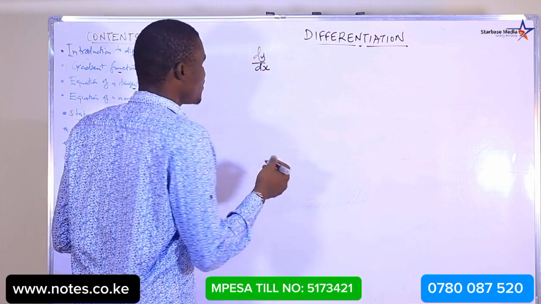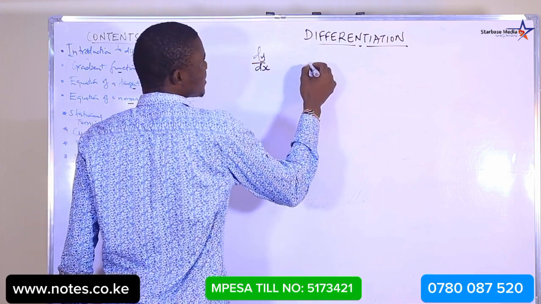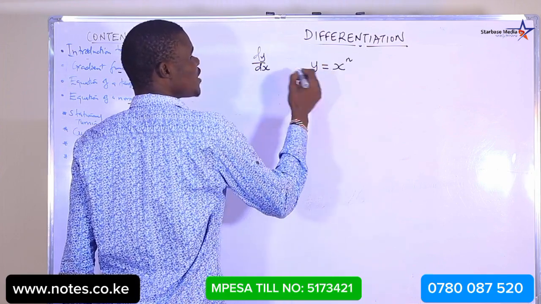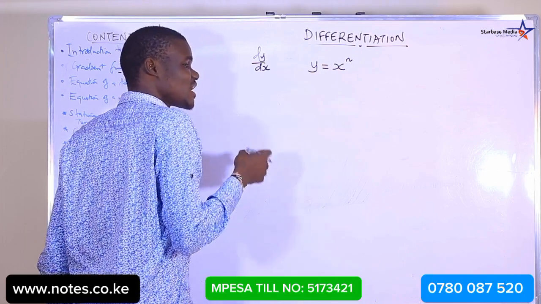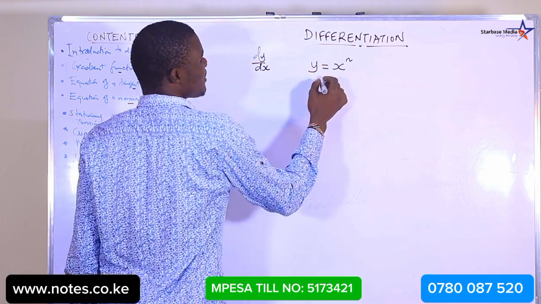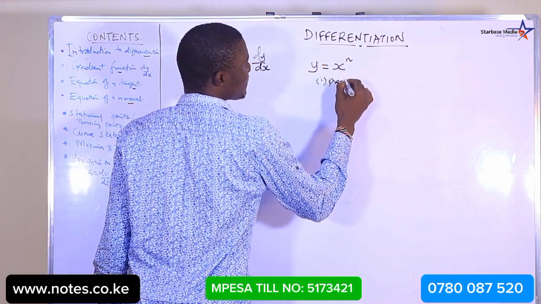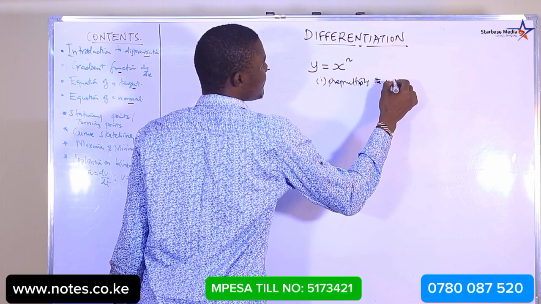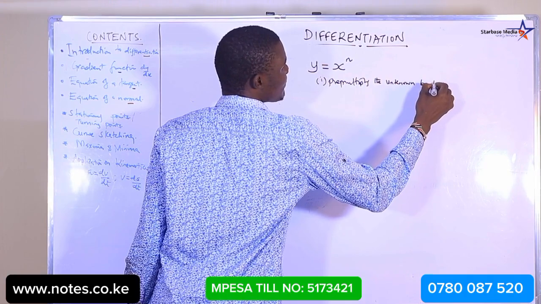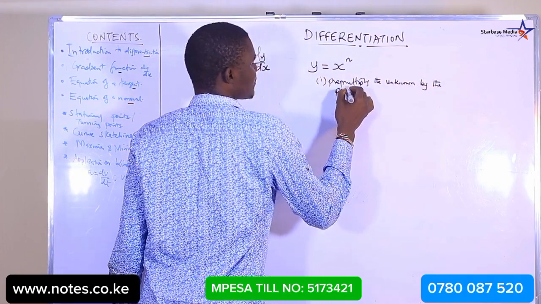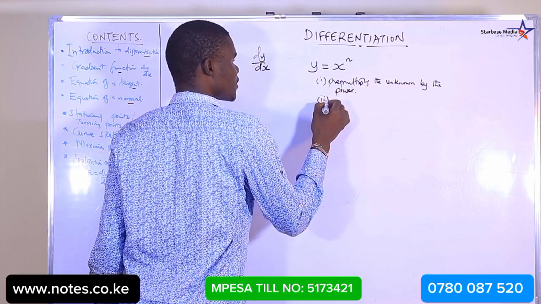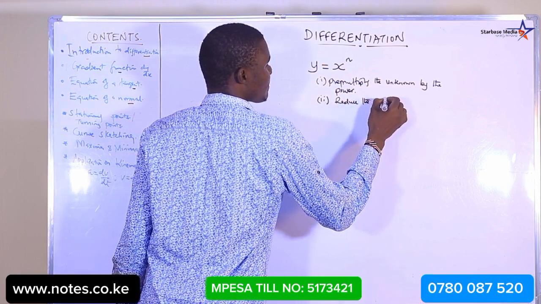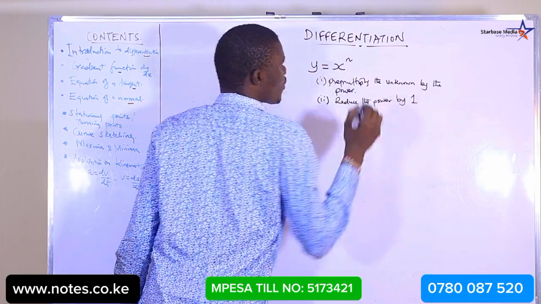Okay? So how do we do differentiation? For example, when you are given a function y is equals to x raised to power n, and you want to differentiate in order to get the gradient function or the differential, number one, you are going to pre-multiply the unknown by the power. Number two, you are going to reduce the power by 1.